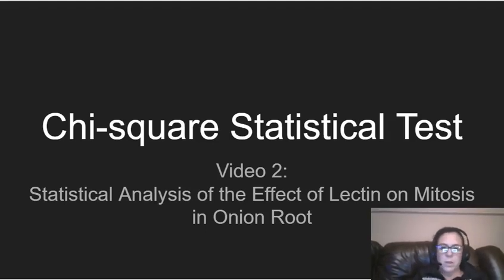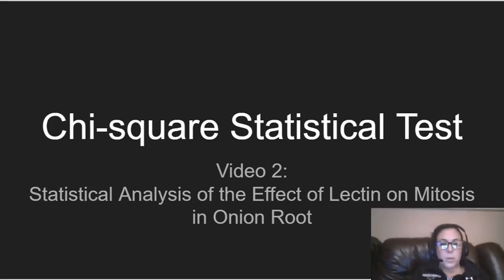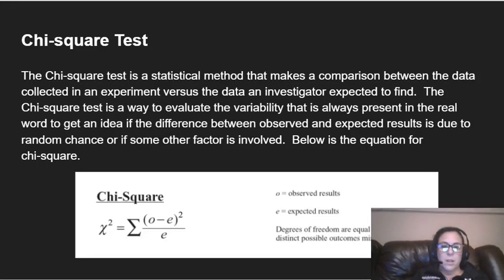Hi AP! This is video 2 of our statistical analyses of the effect of lectin on mitosis in onion root. In our last video we learned a lot about different types of hypotheses, and today we're going to do our statistical test to see how we can test a hypothesis. So let's look at the test that we're actually going to learn about today. We're going to learn about the chi-square test.